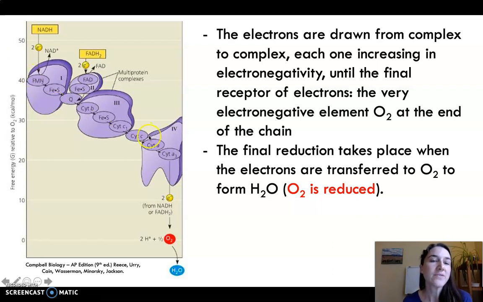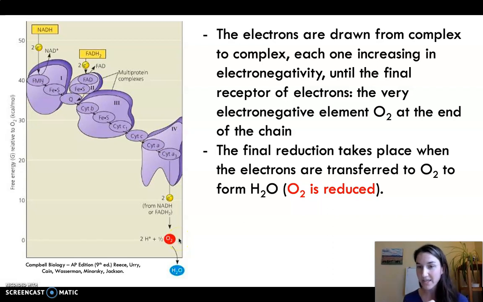At the very end of this, we have to think about, this is like a conveyor belt. There has to be somewhere for the electrons to go at the end. There has to be a most electronegative final location, because if this just stops, then our electron transport chain is done, right? No more H+ is going to be pumped. So we have to have a way to keep this moving. And the way we keep it moving is with oxygen. And that is why this is an aerobic process.